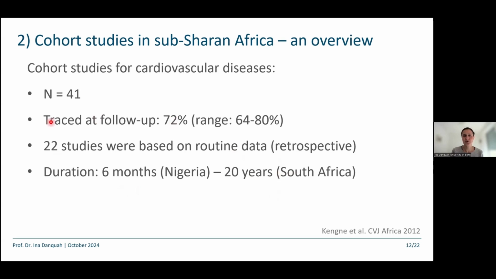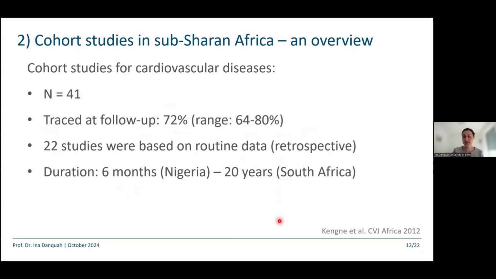The same is true for the tracing, or what we called attrition here. The average trace proportion is 72%, and you can see that it ranges from 64 to 80% in those countries.